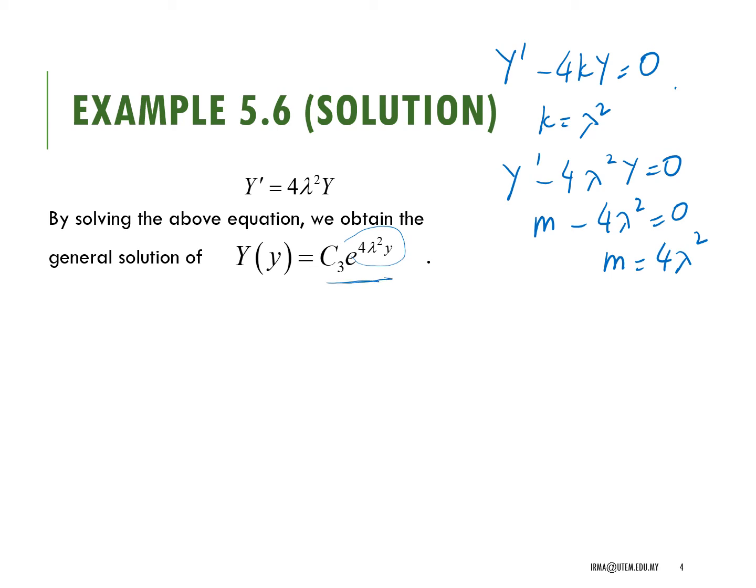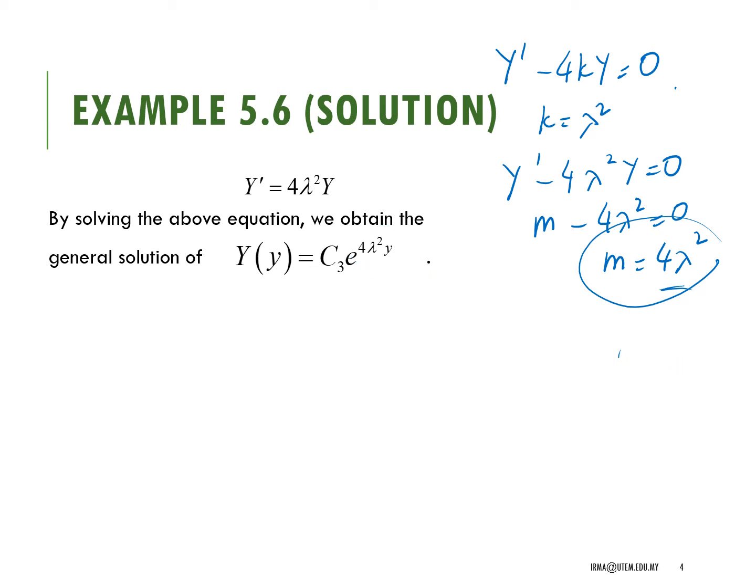Alright, so we only have one term. You don't need to put C4 exponent because we only have one root. For x we have two roots, so that is why you have a exponent m1x plus b exponent m2x. But since we have only one root, we don't consider the second part.